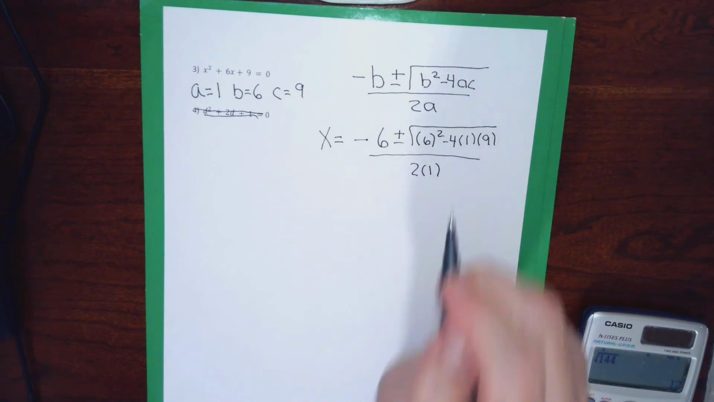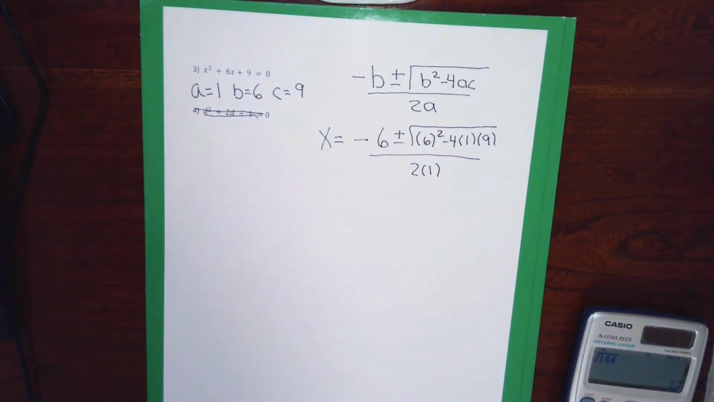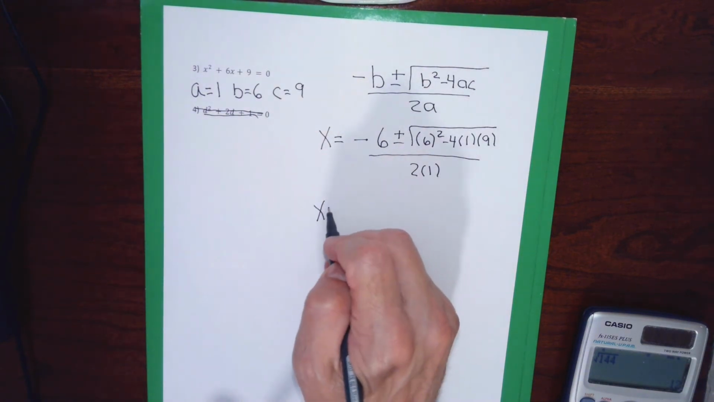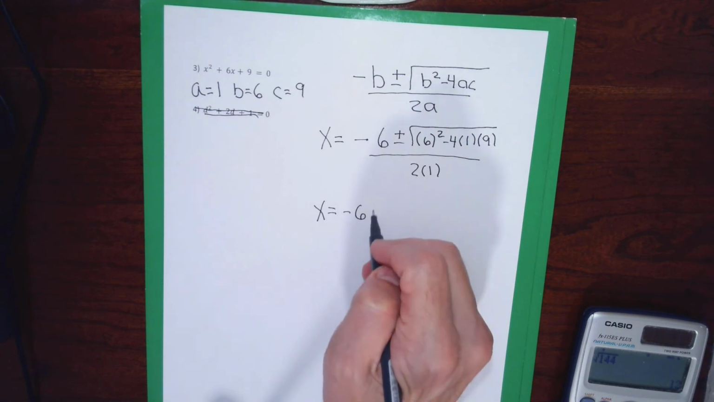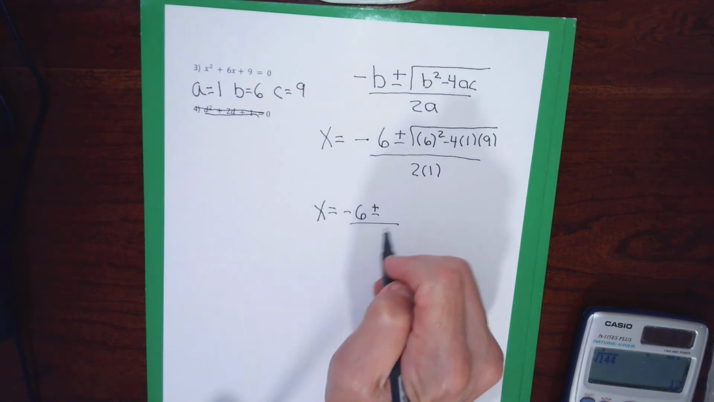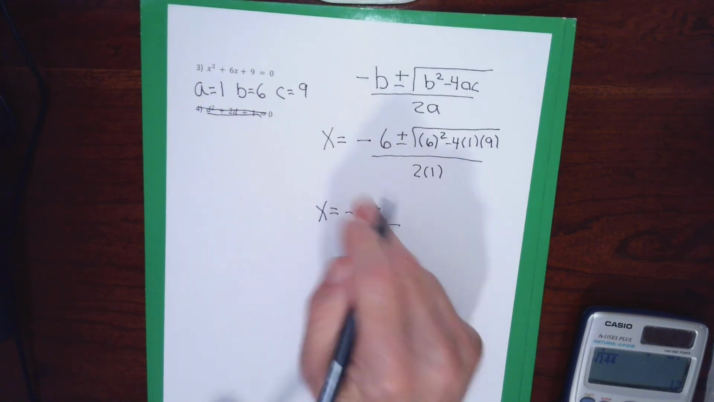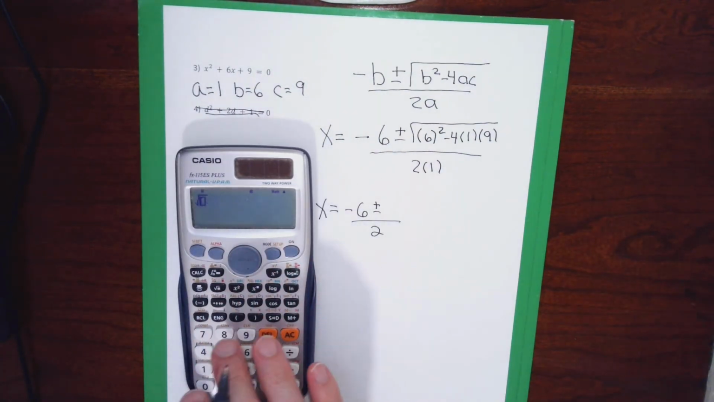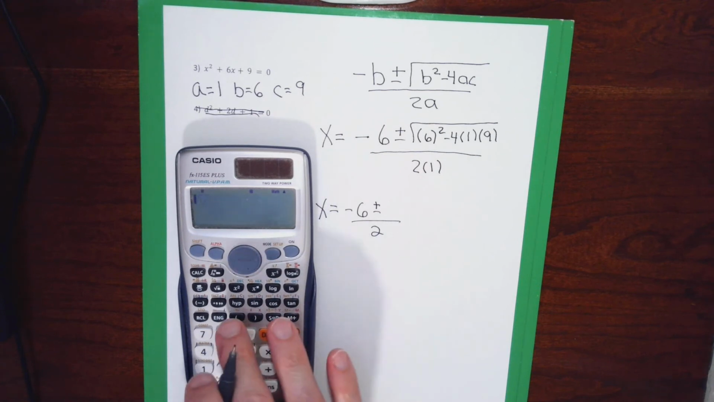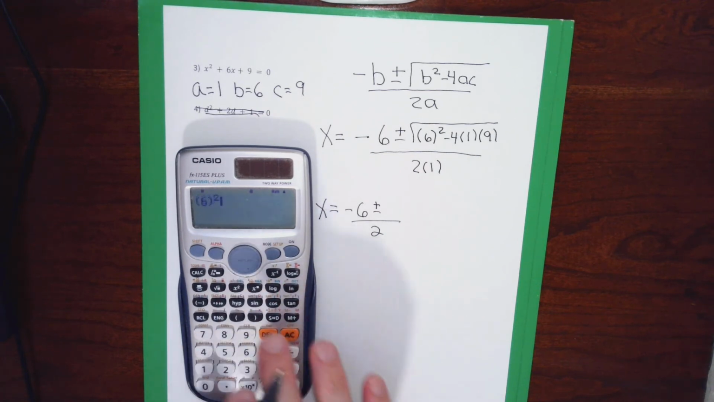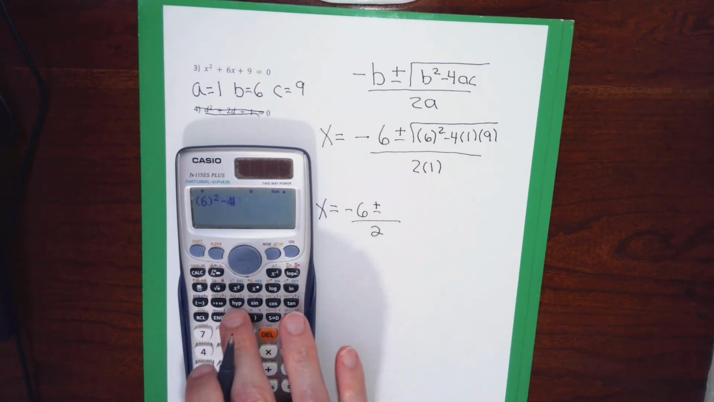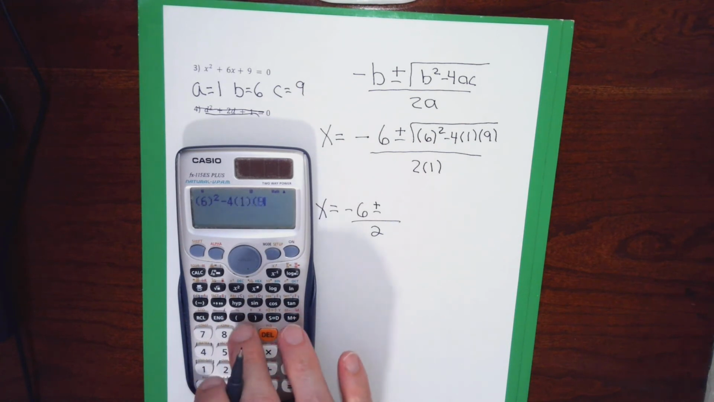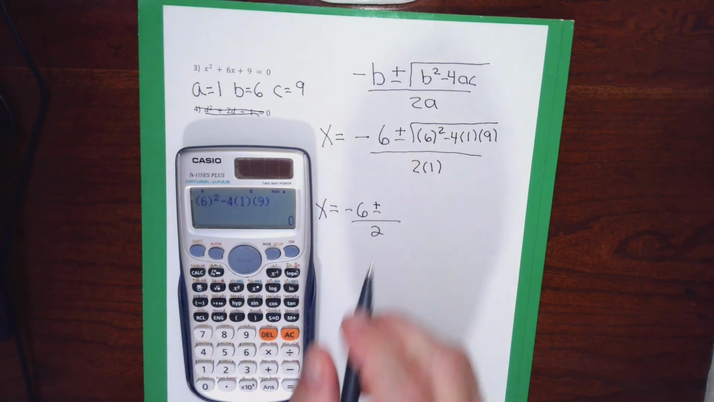So I finished up putting the a and the c in the numerator, the a in the denominator, just plucking off the formula. And I instinctively reduce the denominator right off. It would be illegal to reduce that negative 6 with 2. Let me see, under the radical, I see 6 squared minus 4 times 1 times 9. Under the radical, I get 0.